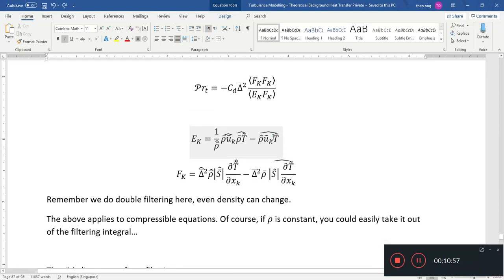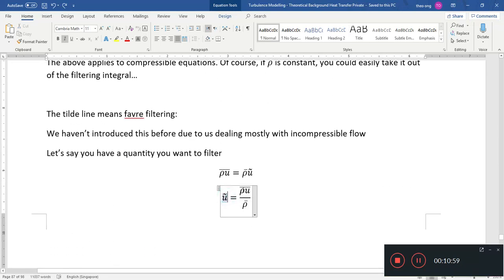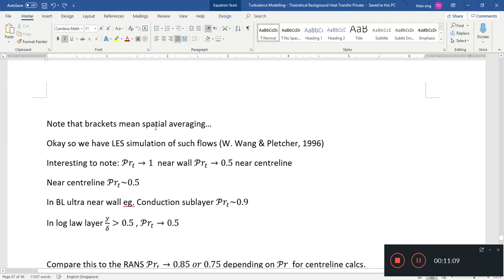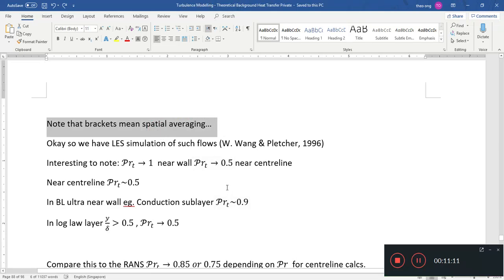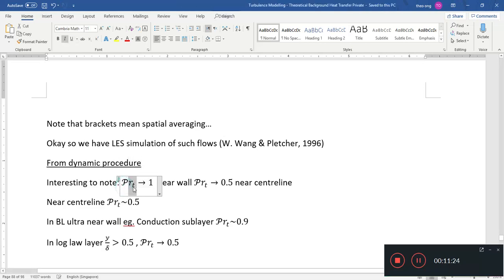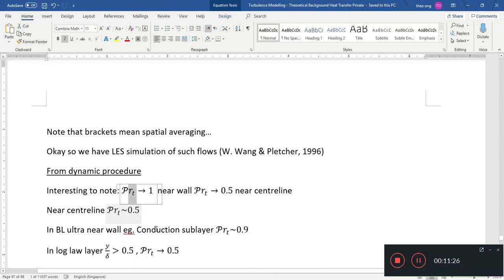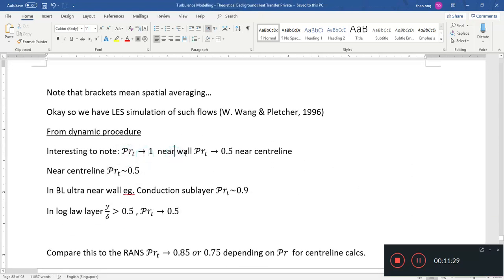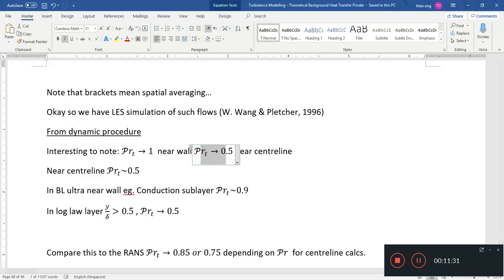So if you see this T tilde, it is actually rho times T, you do this filtering once over it, and you divide it by filtered rho. That's a Favre filtering. And again, brackets mean spatial averaging. So we have LES simulation of such flows, from the dynamic procedure, how they calculate this dynamic turbulent Prandtl number and how it varies from the wall. The Prandtl number is 1 near the wall and 0.5 near the center line.